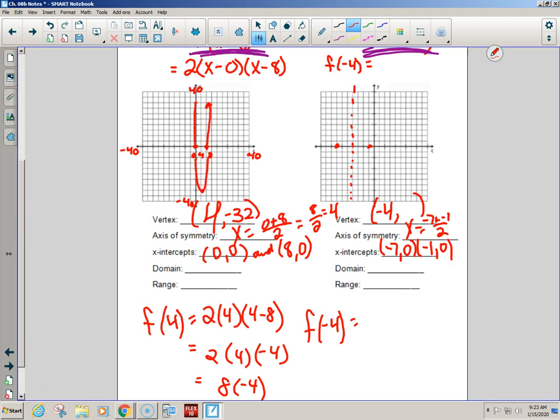Those of you that graphed your parabolas, double check, because you might have plugged in a little off if your parabola fit nice and neat. Because this one, negative 32, dang, that went low.